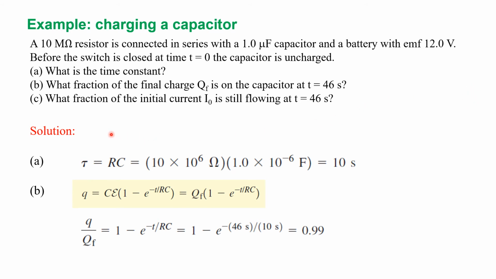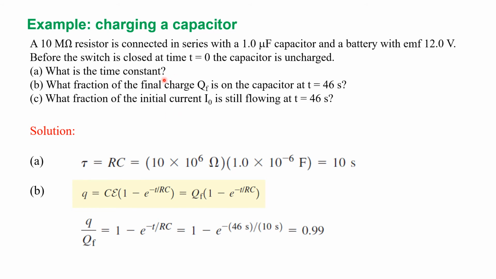Solving for the time constant tau, tau is just equal to RC. And you can change your variables into your SI units. So you have 10 times 10 to the 6 ohms times 1 times 10 to the negative 6 farads. So your time constant is equal to 10 seconds. That is, your capacitor will be charged just for 10 seconds. Okay, so that is the first answer.